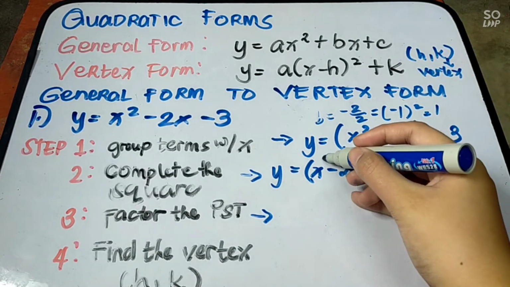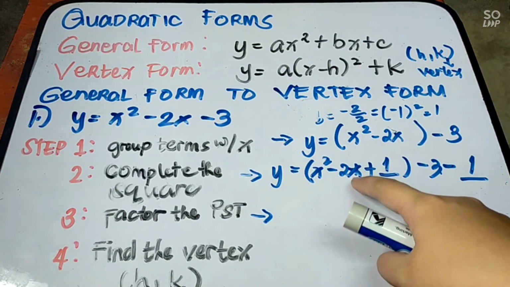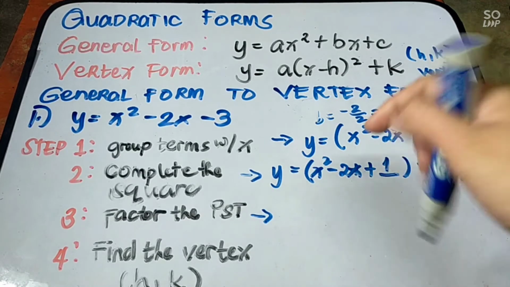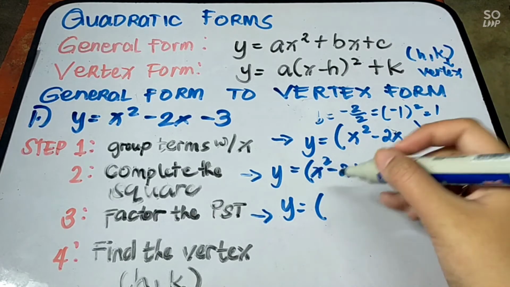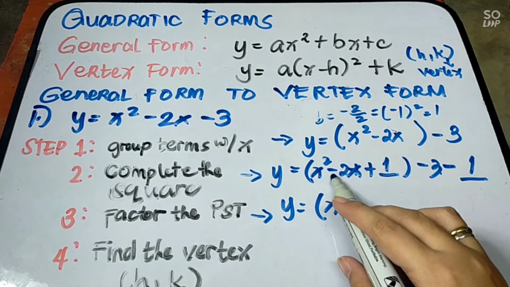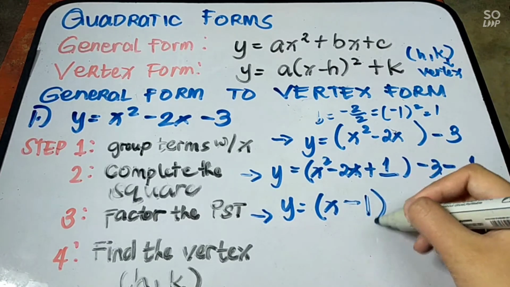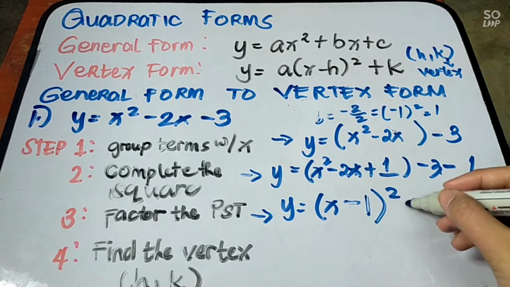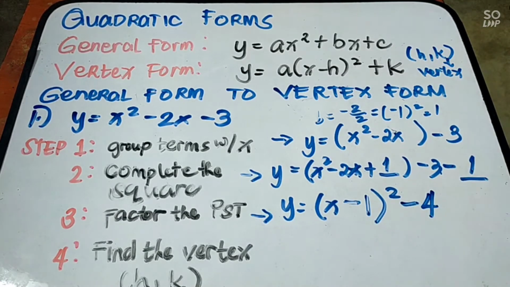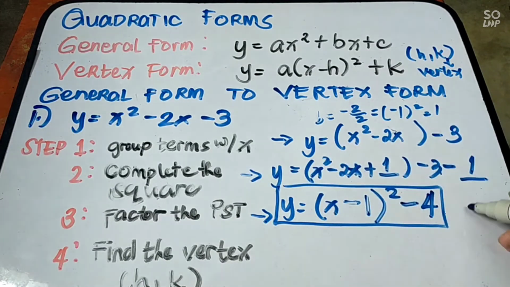Pa-factor natin to. Itong perfect square trinomial na to, change natin siya into square of a binomial. So, y is equal to, factor lang niya, square root ni x squared, we have here x. Just copy minus here. Then, square root lang ni 1, that is 1. Then, squared. Then, just combine. Negative 3 minus 1, the answer is minus 4. That is it. We're done. So, this is now your vertex form. Yun na yung vertex form mo.